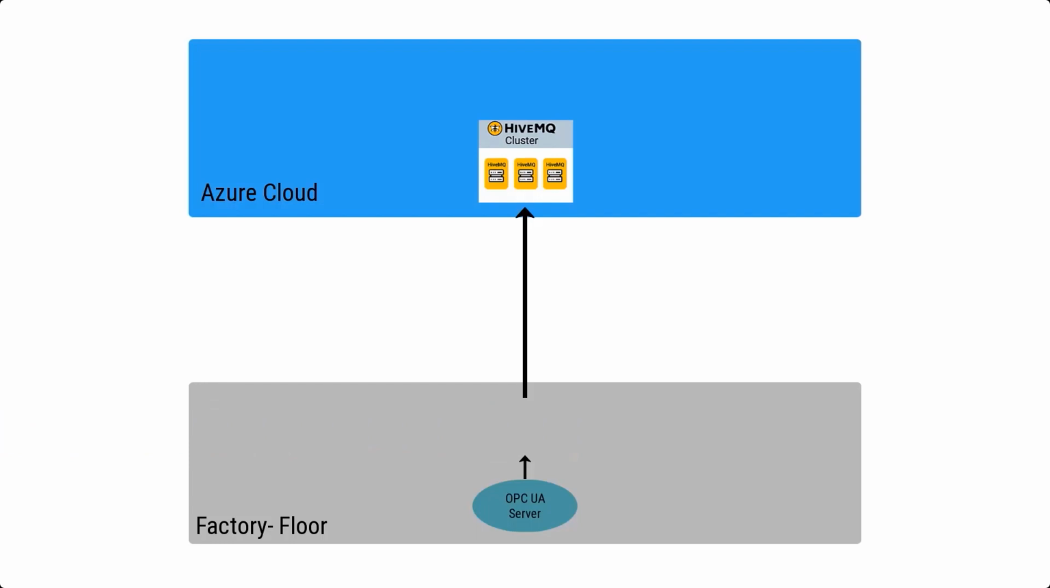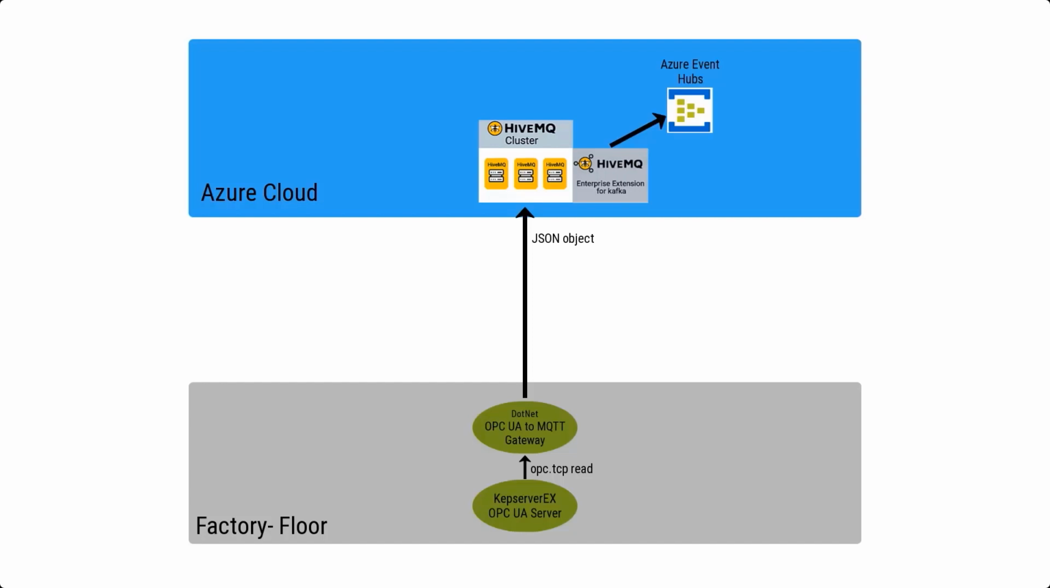And at the edge, we're going to build a simple .NET Core application to act as a gateway that reads simulated OPC UA data from our Kepware KEPServerEX OPC UA server, converts the data to JSON, and publishes it to our HiveMQ cluster on Azure. We're then going to configure our HiveMQ broker's inbuilt Kafka extension to forward these MQTT messages to an Azure Event Hub service. And this is possible because Azure Event Hubs provides a compatibility layer for Kafka consumers and producers.